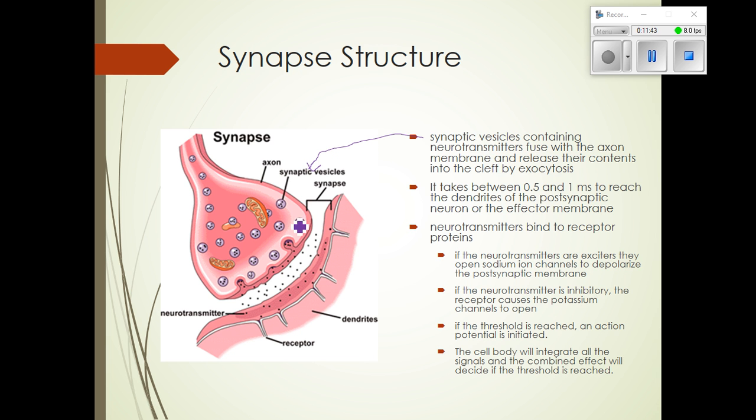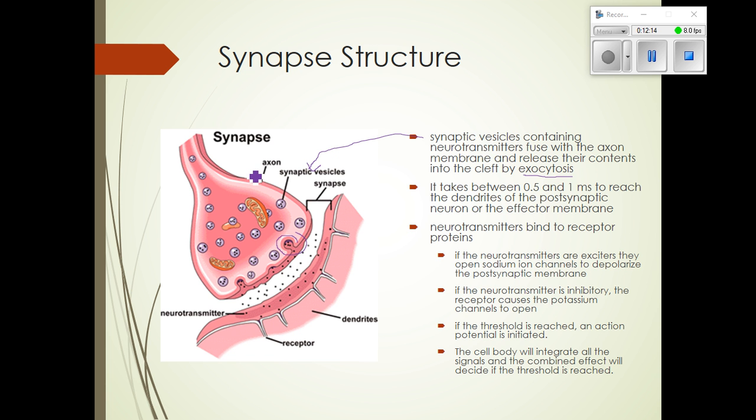These vesicles will fuse, like you see over here, with the axon membrane. This is a process called exocytosis, which you would have learned about in previous science classes. Essentially, the vesicle, which is made up of a membrane, will fuse with the cell membrane, causing the contents to be released into the synaptic cleft. Now, like I said, that's where the calcium had its role.